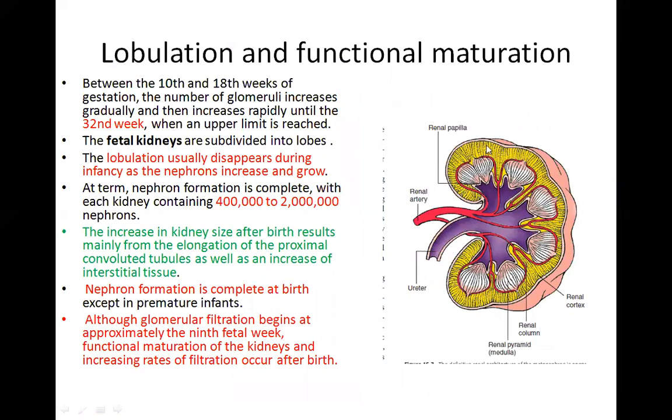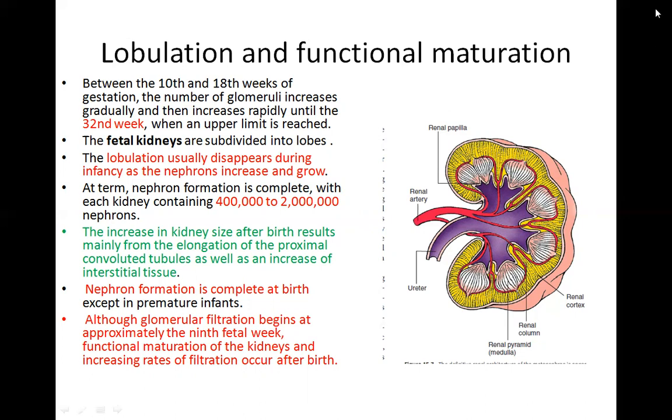Now, the lobulation and functional maturation of the kidney. It occurs between the 10th and 18th week of gestation, and the number of glomeruli starts increasing till the 32nd week, when an upper limit is reached. Now, the fetal kidneys are subdivided into various lobes. The lobulation usually disappears during infancy as the nephrons increase and grow.